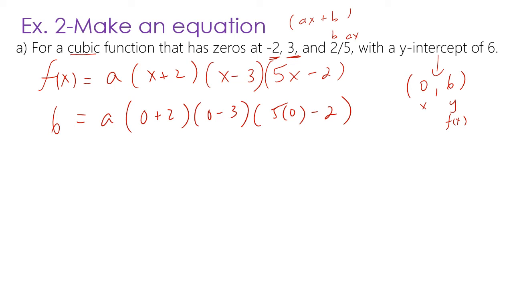Go through the math. Do all of your brackets first. Hopefully you get 12. So 12a. Divide both sides by 12. 6 divided by 12, 1/2.